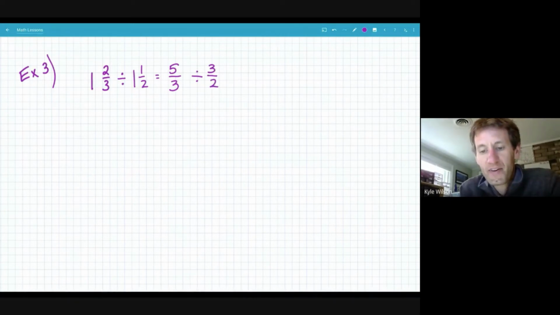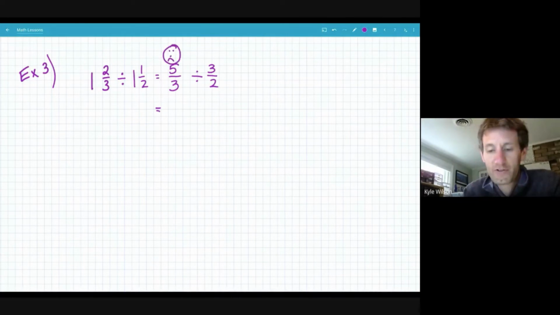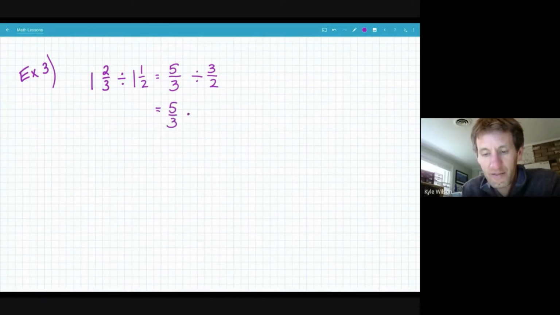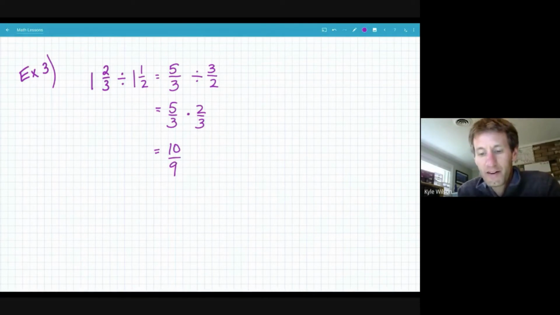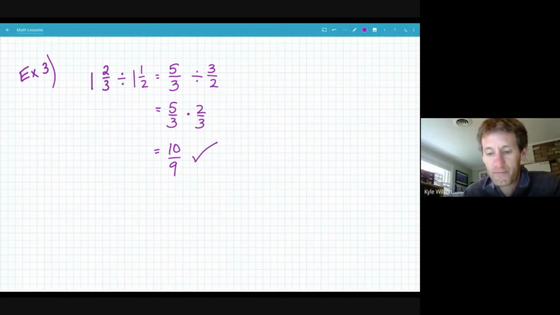3/2. Now, make sure you do not take the reciprocal of that first fraction. What you're instead going to do is rewrite 5/3 multiplied by the reciprocal. And we know the reciprocal of 3/2 is 2/3. I go ahead and multiply them. 5 times 2 is 10, and 3 times 3 is 9. So what I'm looking at here is 10/9 as a correct answer, and 1 and 1/9 also as a correct answer.